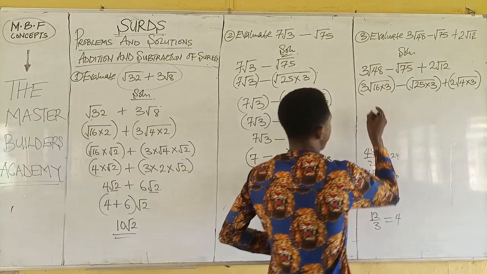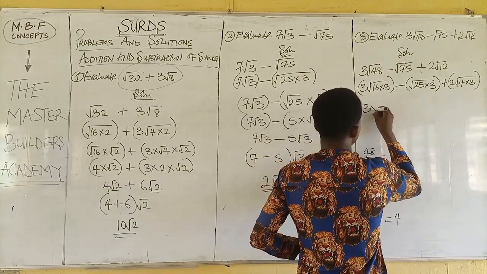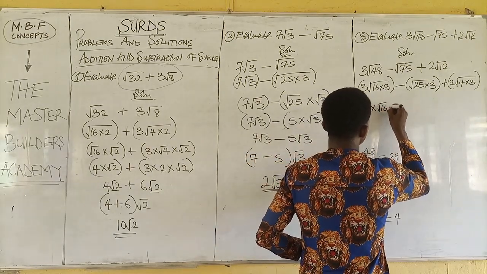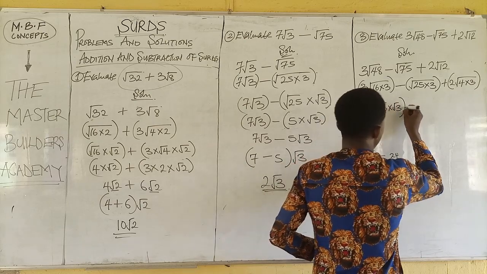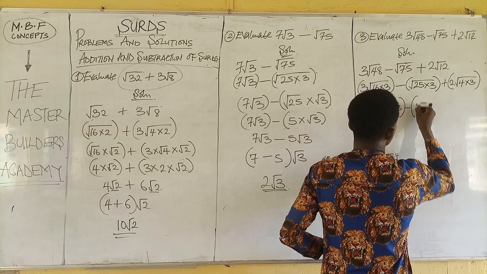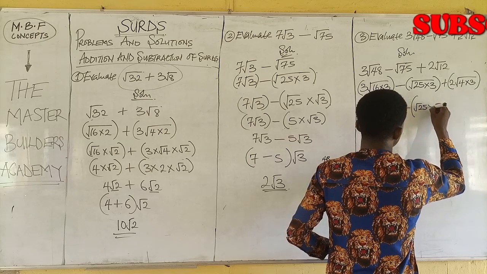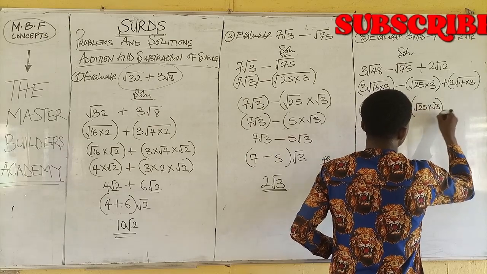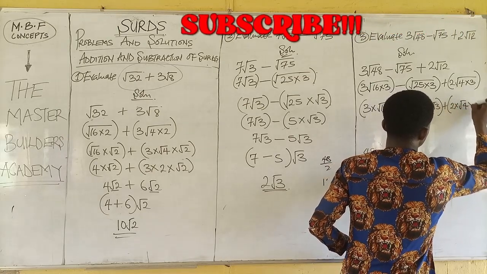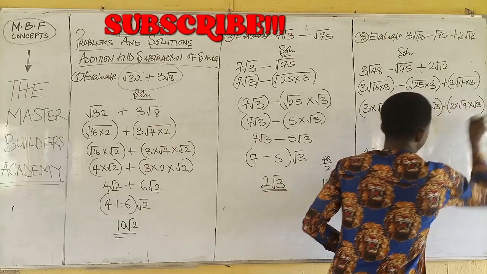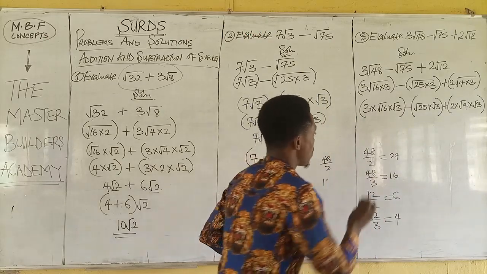Now, we are going to shorten this. This will give us 3 times root 16 times root 3, for the first term, minus root 25 times root 3, then plus 2 times root 4 times root 3. It's as simple as this, guys. Then what's the next thing we do?